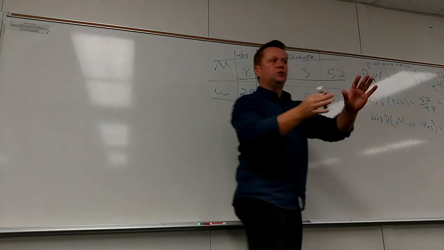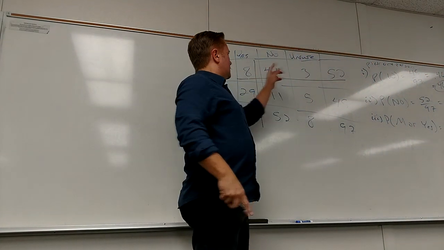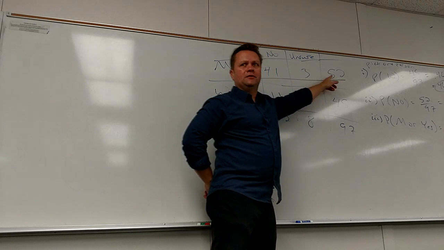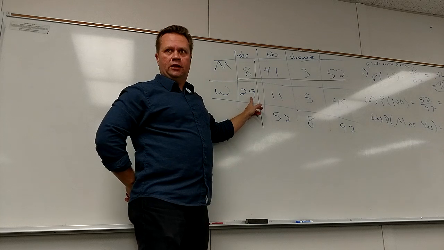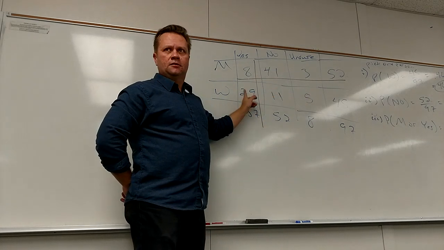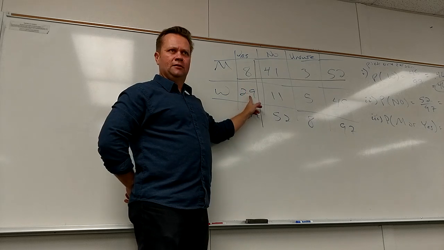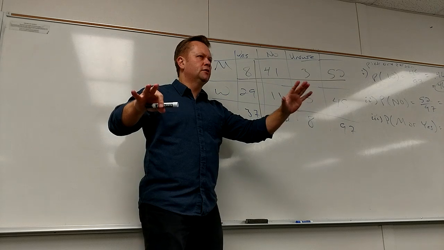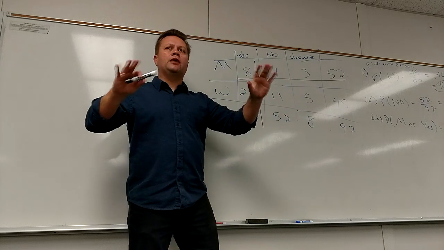Now, a smarter way to do this is to say there's 52 men. How many yes people did I not count yet? 29, and just add those directly. But what is 37 minus 8? Of course, it's 29. Right? So the math doesn't care which way you do it. Just make sure you don't double count anybody.